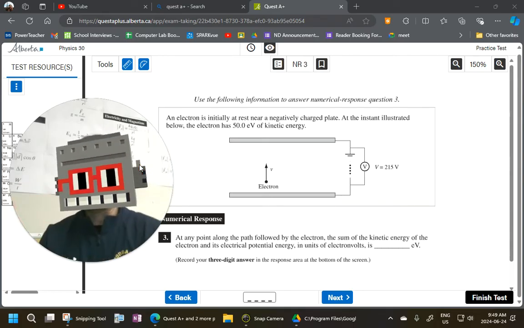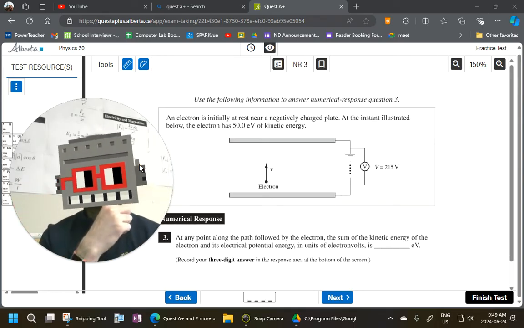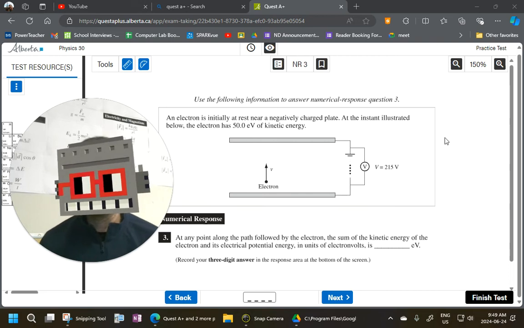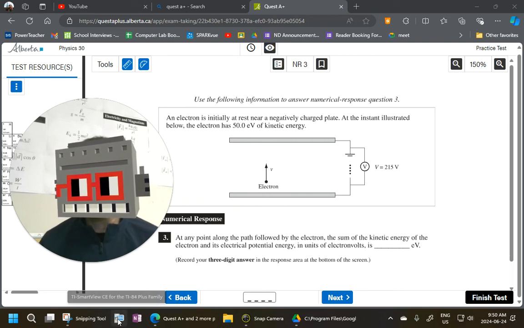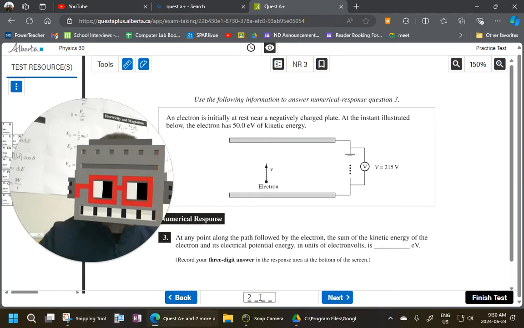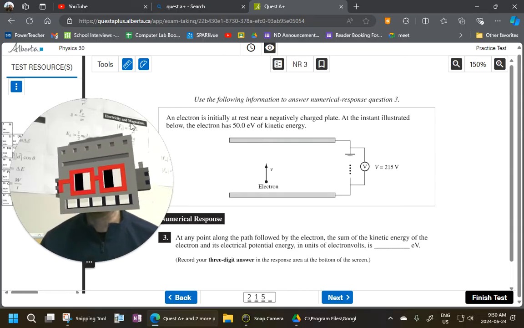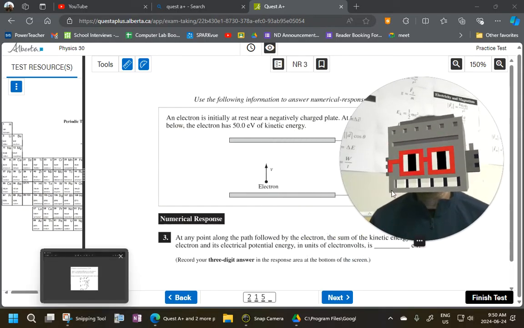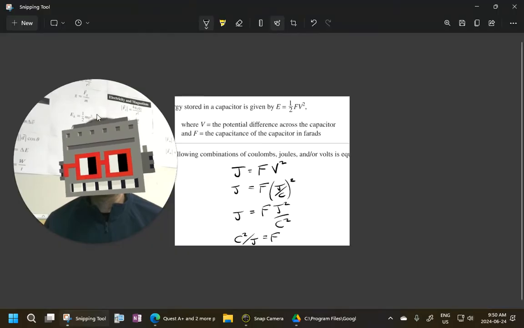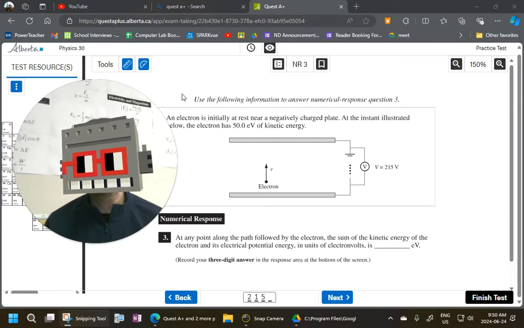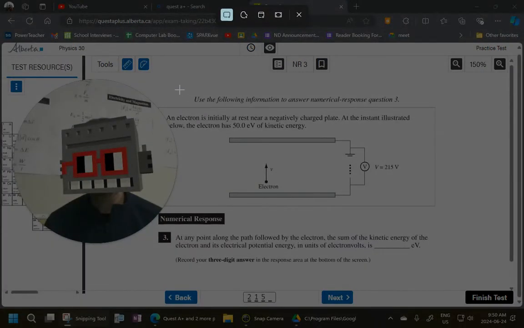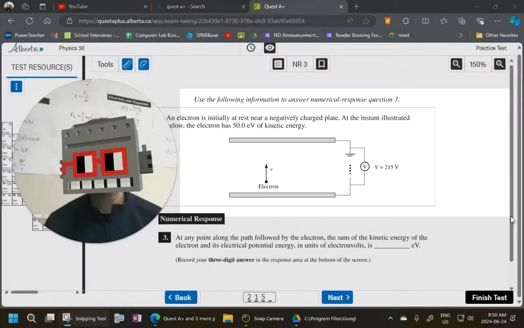So we could just find out how much potential it would have by using this formula, right? So it's an electron. We got this. Oh, it's going to be 215 is my answer. Let me just write that down, and I'll explain how I got that. Okay, so we're going to snip this. I'm just going to take that part right there.